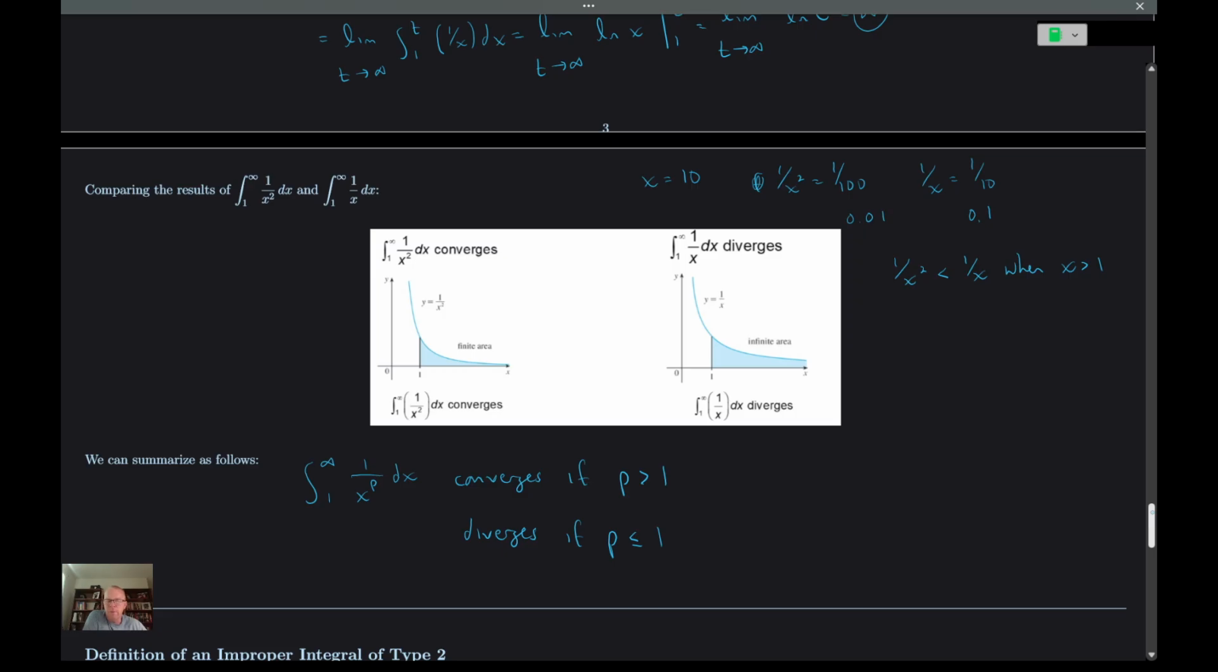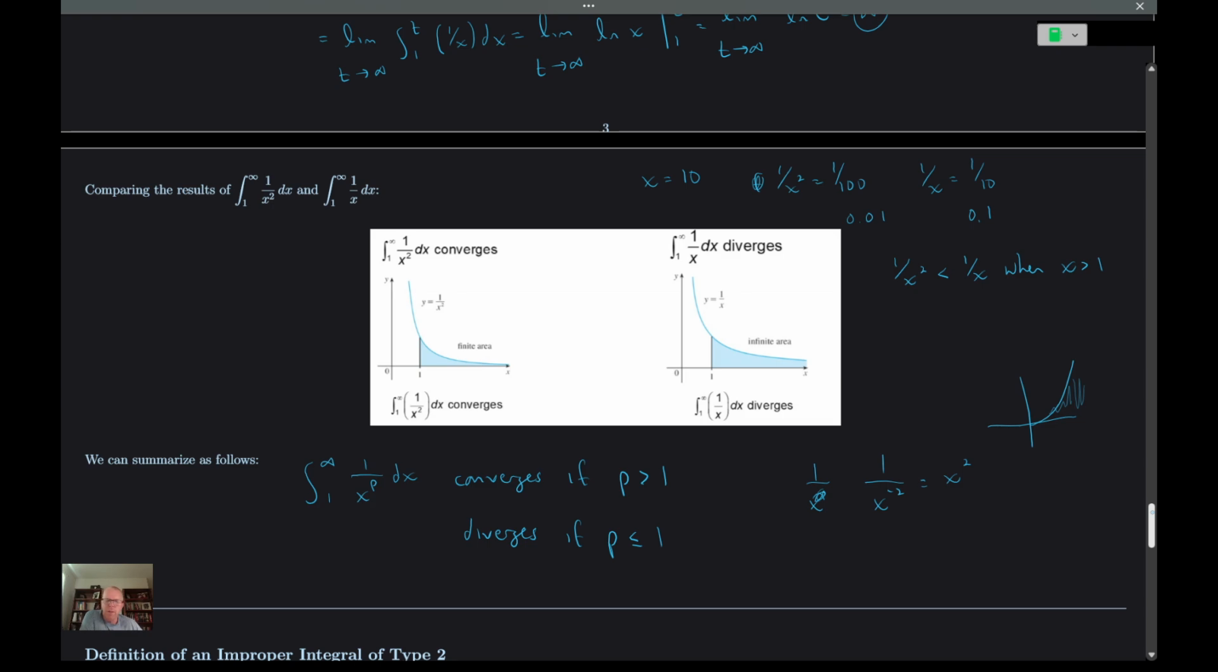And of course, this includes the negative numbers, because if p is negative, let's plug in something for p. Let's say 1 over x to the negative 2. Well, that's the same as x squared. So obviously, if you're looking at the area under this curve as x goes to infinity, this is clearly infinite. So when p is negative, this still applies.